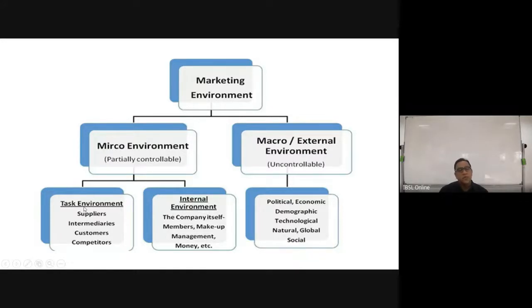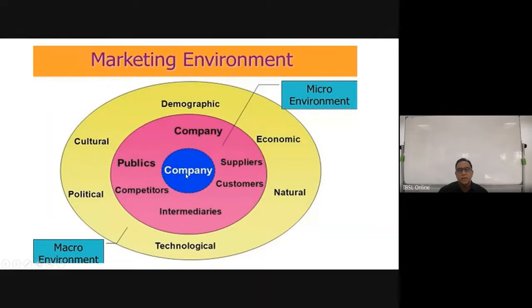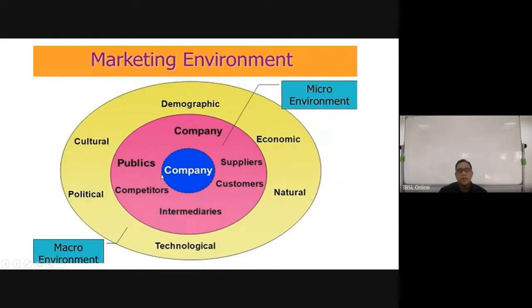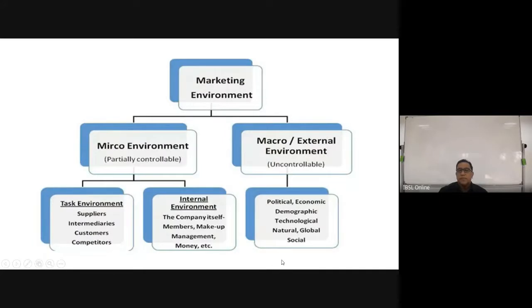Then the micro environment consists of two: the internal, the company environment itself, its members, makeup, management, internal strategies, all that are the internal environment. Then what is immediately around the company is called the task environment. It's part of the micro environment: suppliers, customers, competitors. And the macro level is the PESTLE environment: political, economic, demographic. There can be many other factors, global, ecological, all that. Clear?